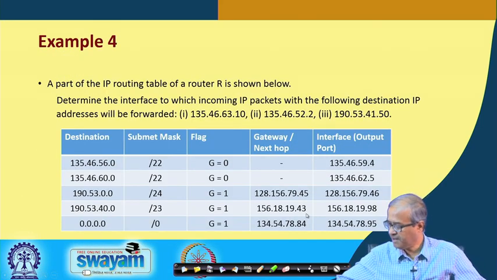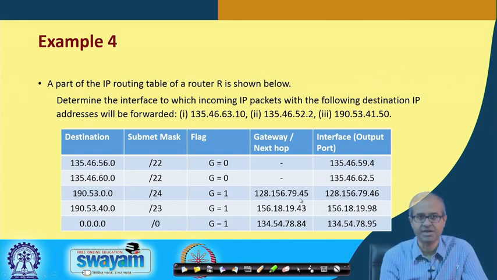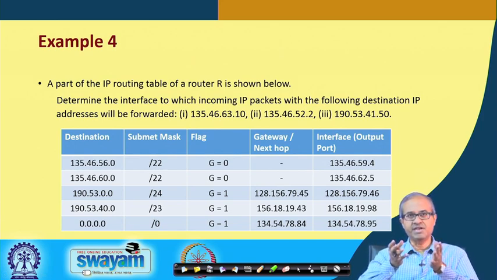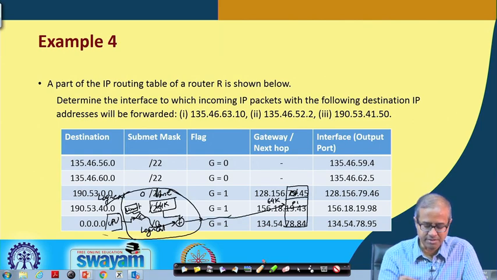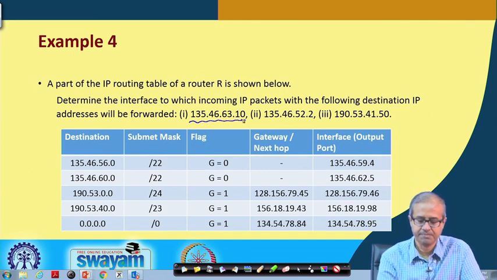Now, in this fourth example, we have shown some additional entries in the routing table, more like a practical routing table, and also we have shown the subnet mask in the CIDR notation. In many routers, when you see the routing table, the mask will be shown in the CIDR notation. So, here it is done like that. Here we are talking about 3 such destination IP addresses. Let us look at it.